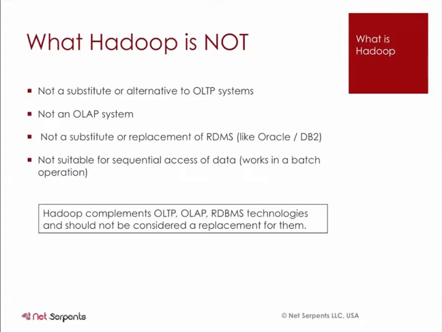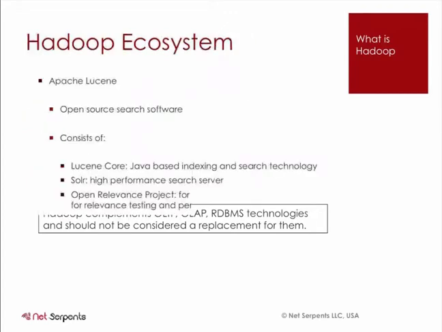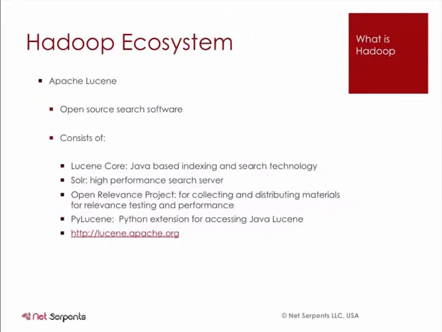It's not suitable for sequential access of data, and it works in a batch operation, which is pretty self-explanatory. Like I said, you collect data, then you run batch programs on it. It's not something which does random access of data as you're working on an application. So like you see in the note, it complements these other systems, OLTP, OLAP, RDBMS and all, but it's not a replacement for them. It's also good to know that Hadoop is an ecosystem.